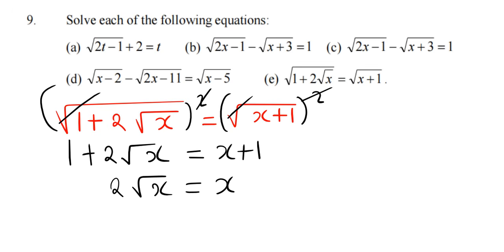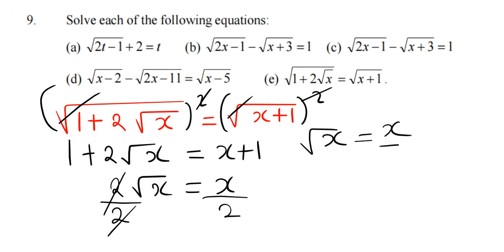Now a negative 1 is going to add with this 1. We're going to have a 0. So we're just going to have this expression that we have. Now since we are looking for the value of x, I'm going to divide by 2 on both sides. So when I divide by 2, I'm going to have the square root of x is equal to x over 2. Now for me to remain with my final answer, I'm going to square again on both sides.